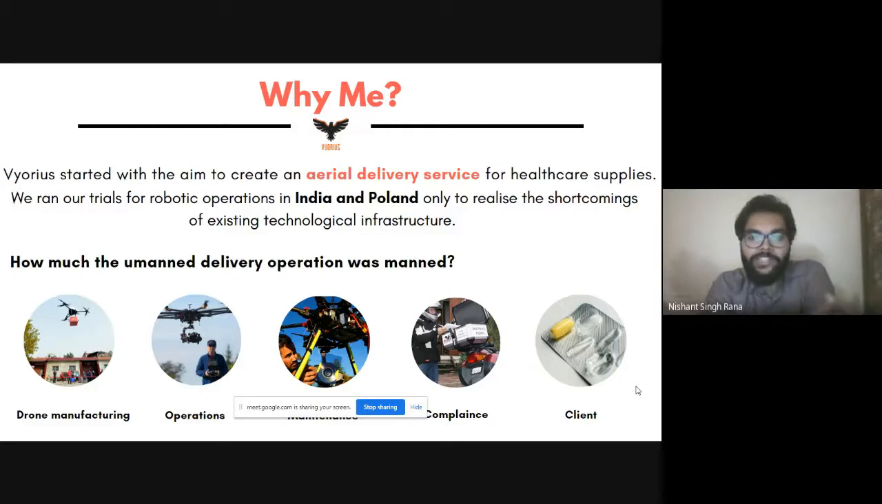We ran operations with that. We were doing maintenance. We were taking care of the compliance, and then we were interacting with the client. And even though we were creating an autonomous fleet, we were doing it all involved with humans. So real people interacting with these machines and then getting the work done, which was kind of suboptimal.